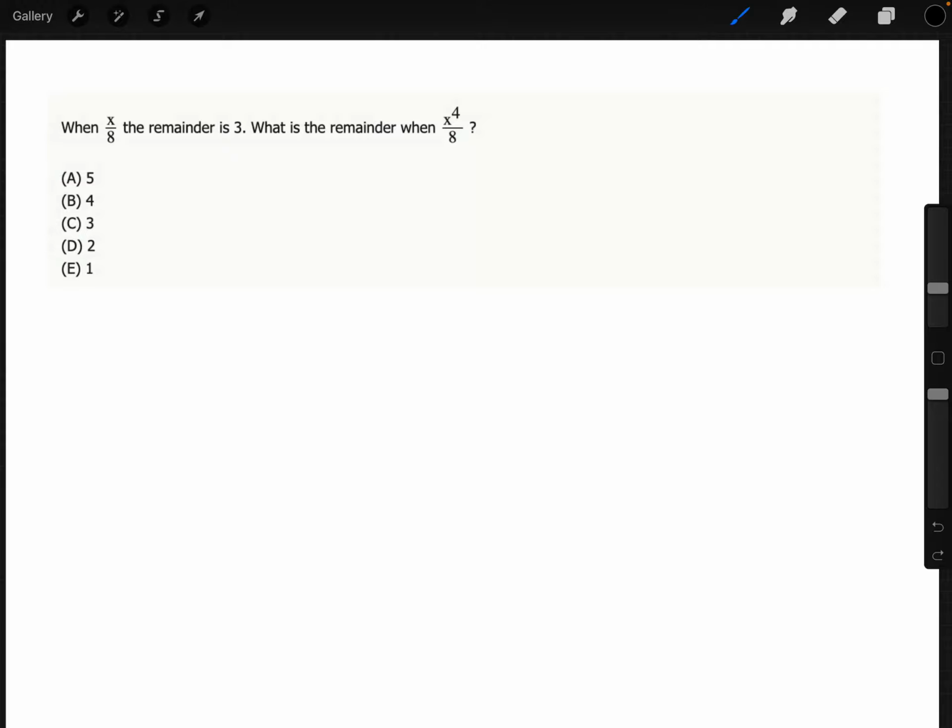Now, you might look at this and say it's a remainder question, and that might tempt you to immediately work with the dividend equals divisor times quotient plus remainder formula. You may set up a formula using this rule, and you may end up with something like x to the 4 equals 8k plus 3 to the 4.